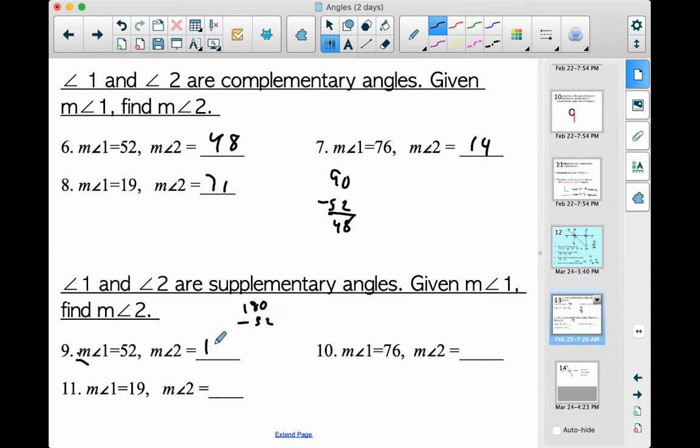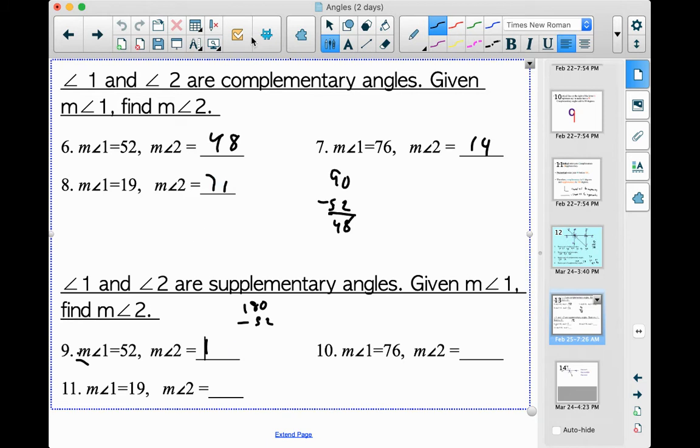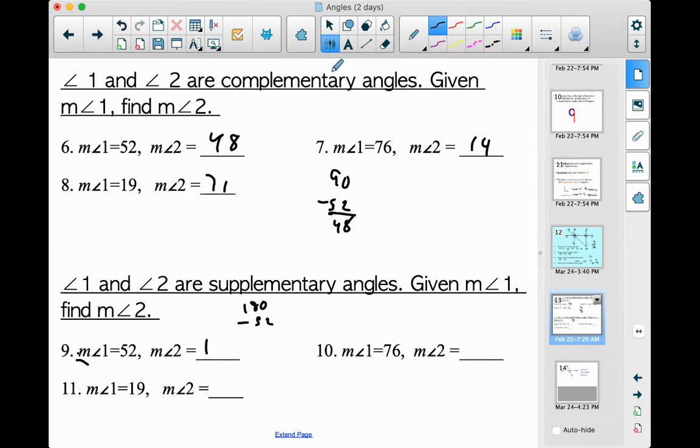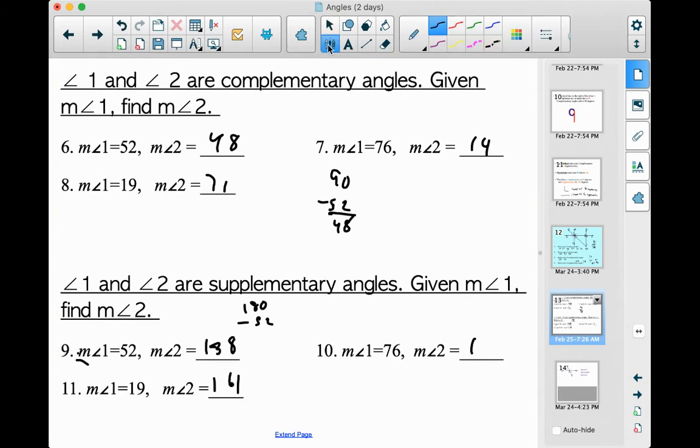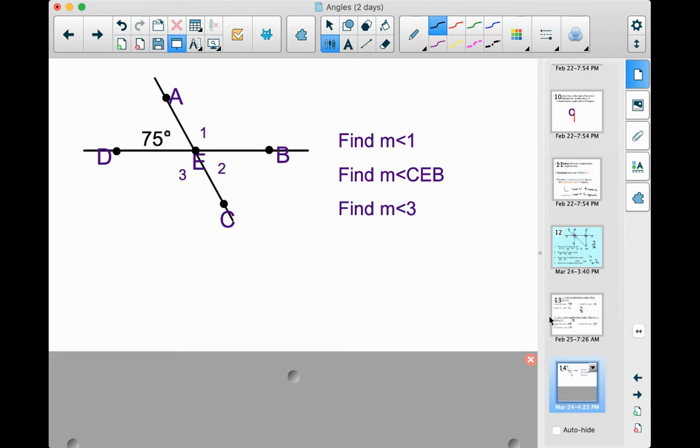So that'll give me 138 for this one, 161 for that one, and 104 for this one. Okay, so that's how we're going to use it.